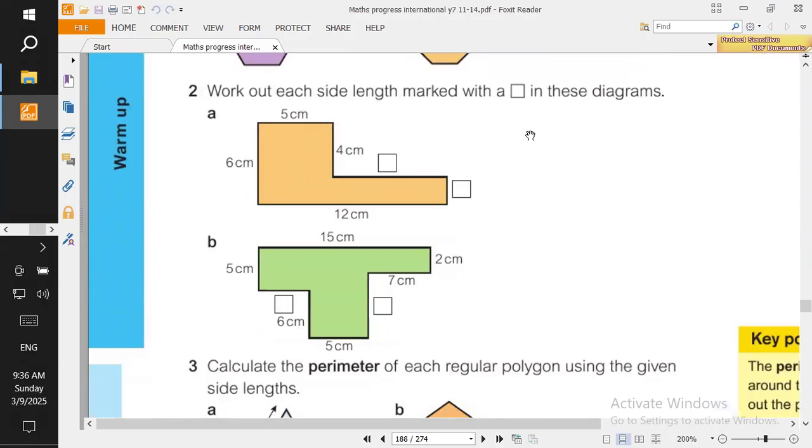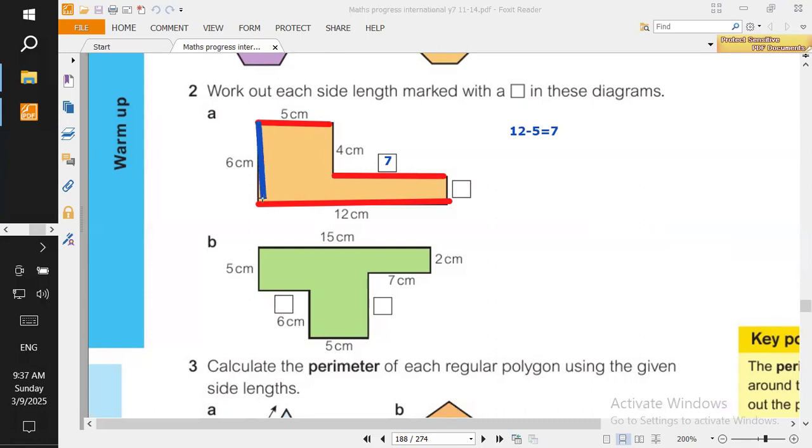Now let's start with these questions. Find each side marked with a box. It means fill the gaps. Basically, when you fill the gaps with these shapes, you have to look at the whole line. For example, this line here, the 12, is facing these two lines together. So this one is a 5, and this one is missing. So basically, I just subtract 12 minus 5, and I will get this line. So I'll say 12 minus 5 equals 7. So this one is 7 centimeters. Same idea with this one. This line here, let's see.